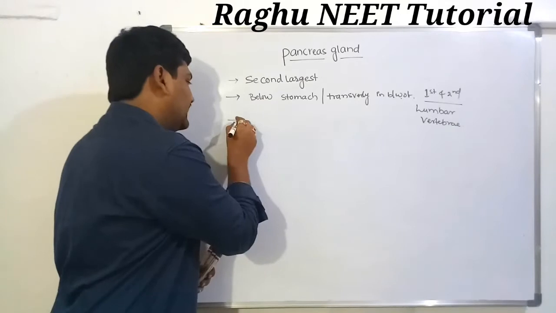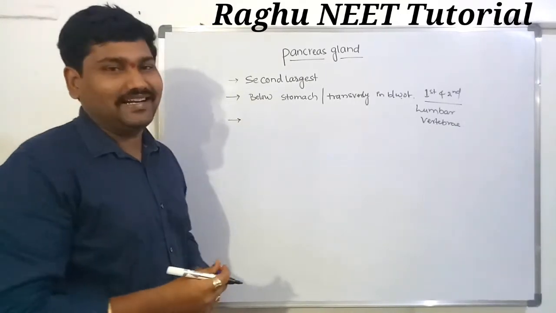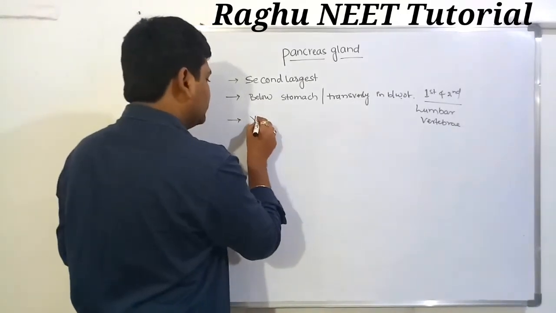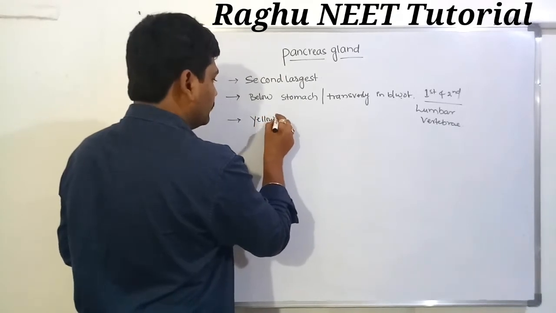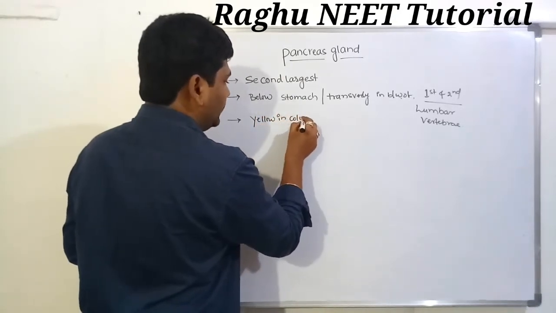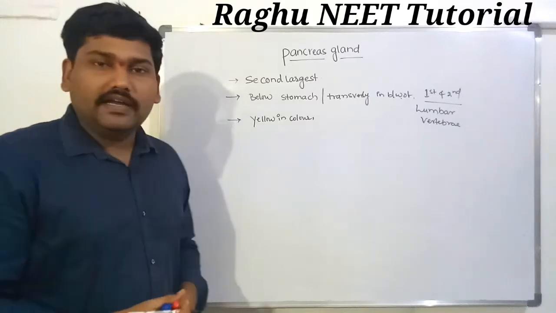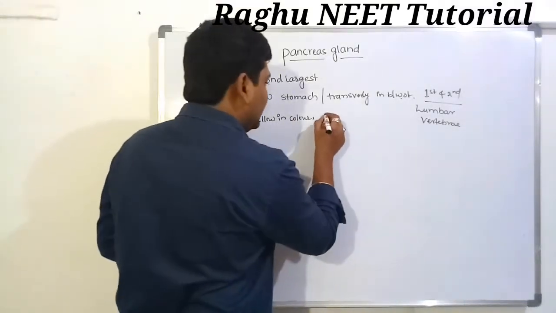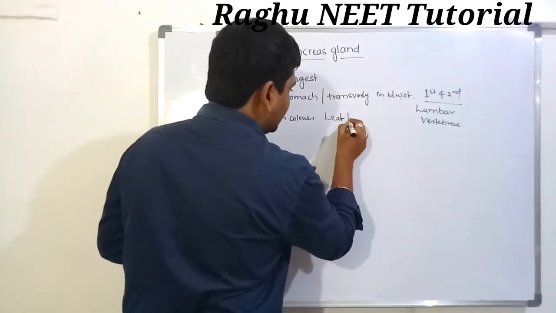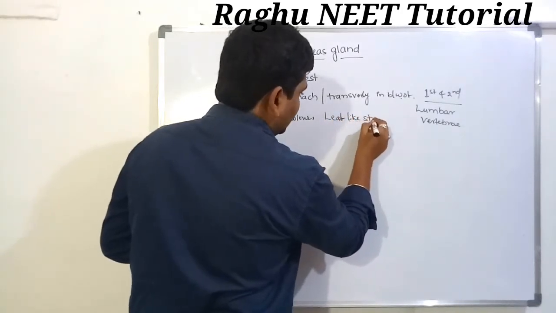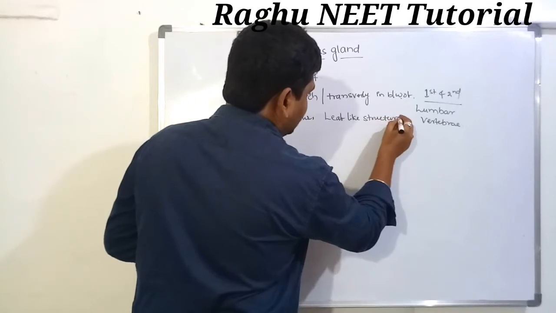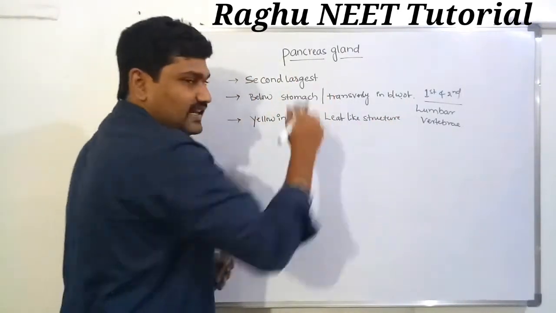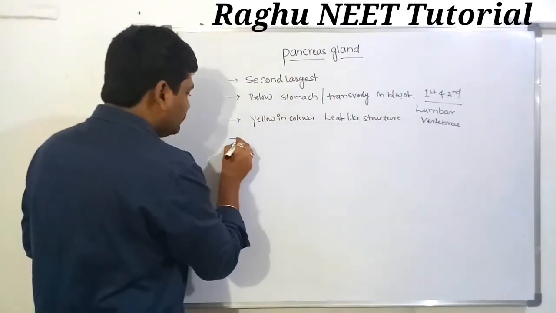The gland is yellowish in color. It looks like a leaf-like structure.